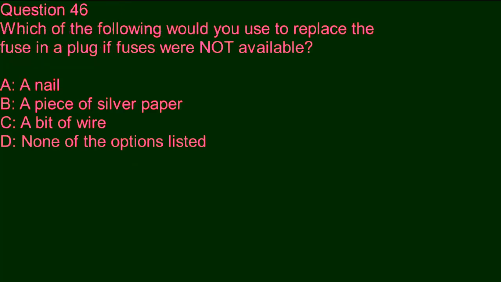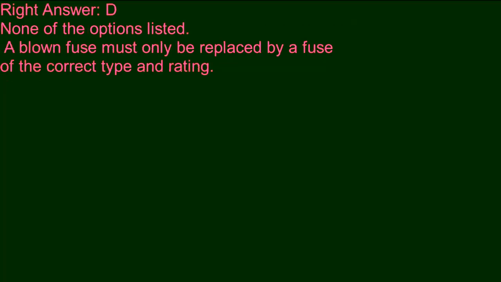Question 46. Which of the following would you use to replace the fuse in a plug if fuses were not available? A. A nail. B. A piece of silver paper. C. A bit of wire. D. None of the options listed. Right answer, D. None of the options listed. A blown fuse must only be replaced by a fuse of the correct type and rating.